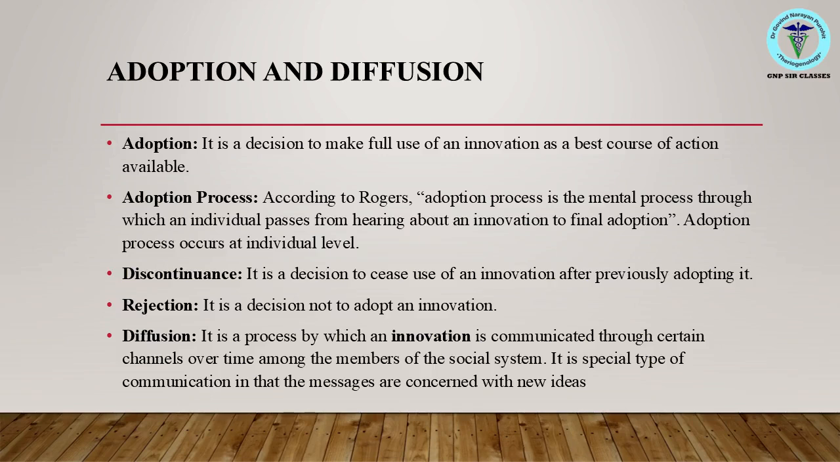Now let me explain adoption and diffusion. Adoption is a decision to make full use of an innovation as the best course of action available. According to Rogers, the adoption process is the mental process through which an individual passes from hearing about an innovation to final adoption. Adoption process occurs at the individual level. Discontinuance is a decision to cease use of an innovation after previously adopting it. Rejection is a decision not to adopt an innovation. Diffusion is a process by which an innovation is communicated through certain channels over time among the members of the social system. It is a special type of communication in that the messages are concerned with new ideas.